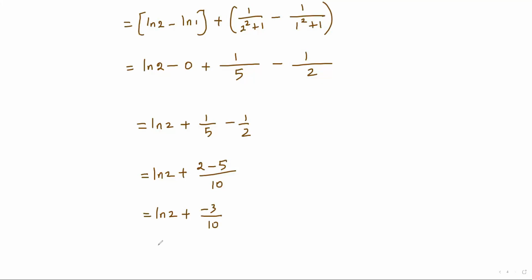In the next step, ln 2 plus negative 3 over 10. Now we got the evaluation of the given integral, that is the natural logarithm of 2 minus 3 over 10.